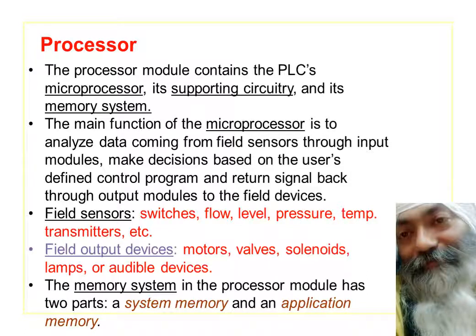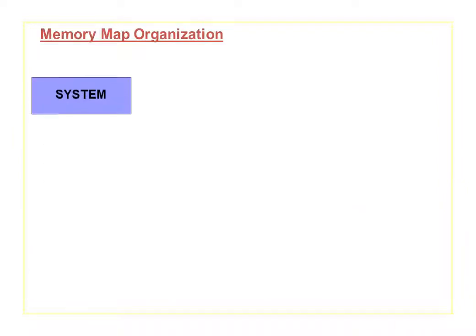The memory system in the processor module has two parts, as in the case of computer systems. This too has a system memory and an application memory. This is a kind of revision which you might already know, but nevertheless we will just revise it. So we have a memory map, or the organization of the memory.